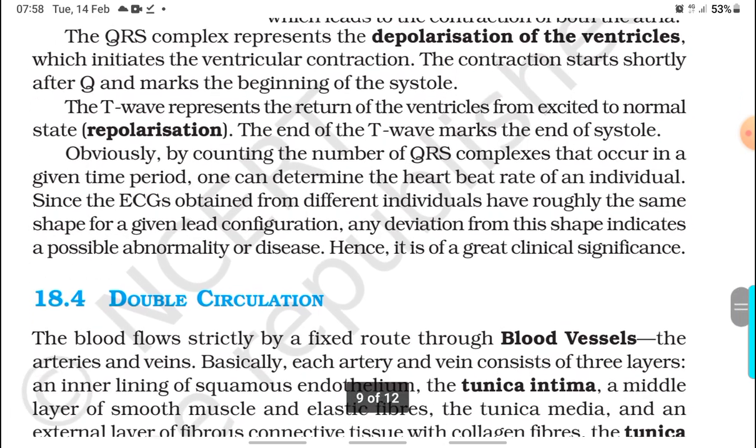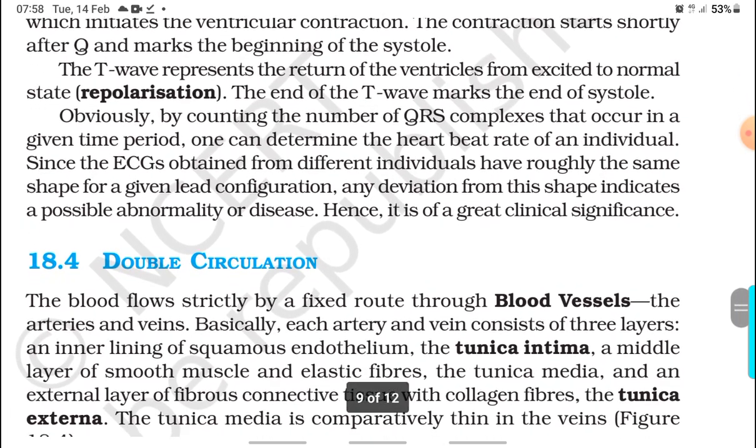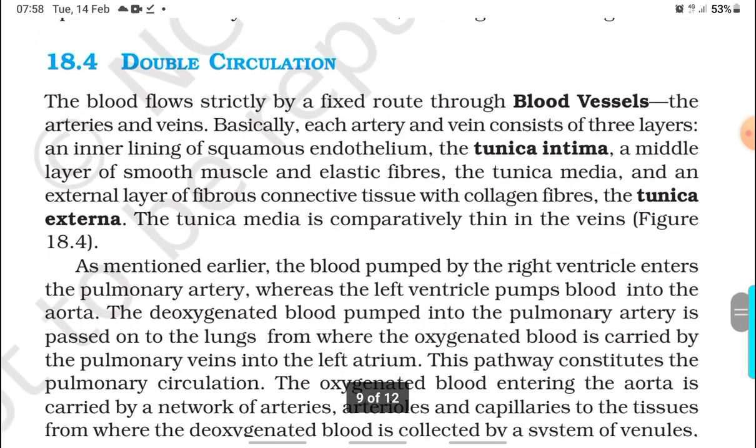Obviously, by counting the number of QRS complexes that occur in the given time period, one can determine the heartbeat rate of an individual. Since the ECGs obtained from different individuals have roughly the same shape for a given lead configuration, any deviation from this shape indicates a possible abnormality or disease. Hence, it is of great clinical significance.